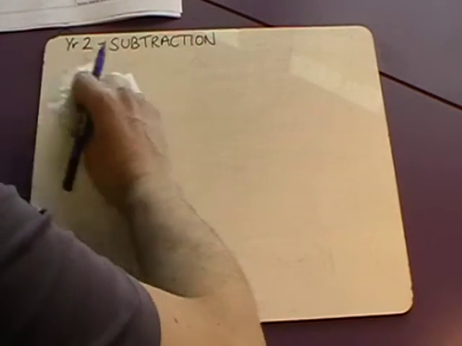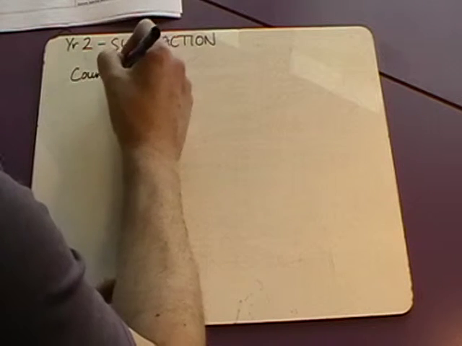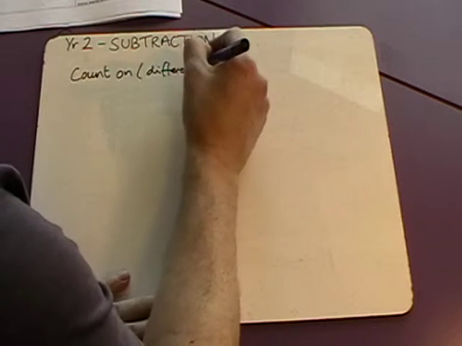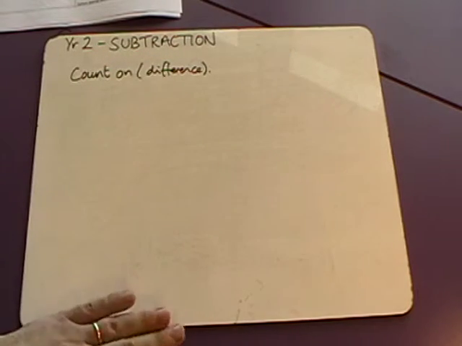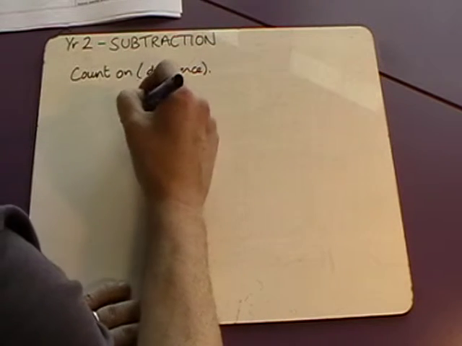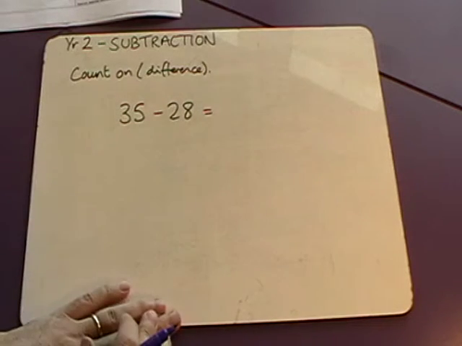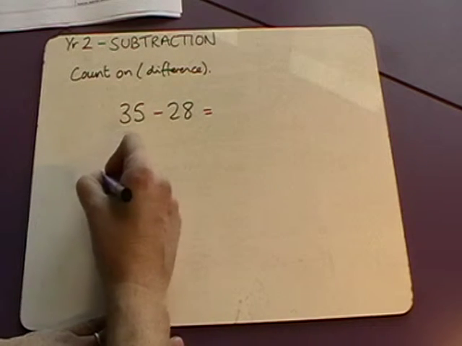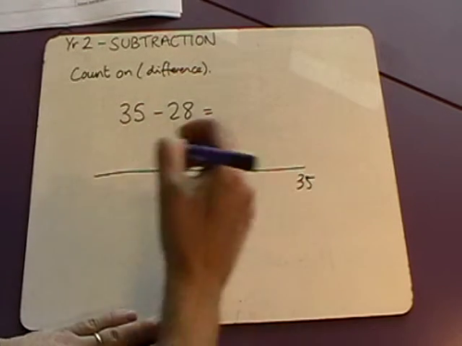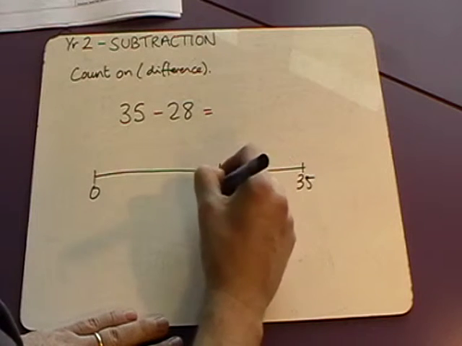We can also count up to find a difference, or count on, and that's when the difference between the 2 numbers is not very great. For example, if we had 35 sweets and we ate 28 sweets, how many would we have left? So again, we can draw a number line to help us. If we put a 35 there, put 0 there, and let's say 28 is there.